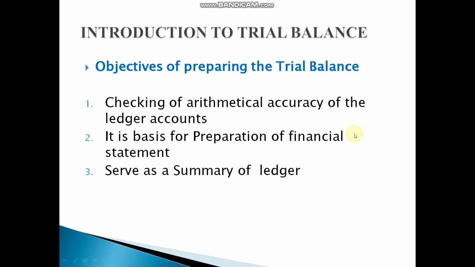These are some of the major objectives of the trial balance. Why do we have to prepare the trial balance? First one, to check the arithmetical accuracy of ledger accounts. It means, for example, on the debit side we put 1 lakh, and on the credit side you have to check whether both the debit and credit sides get tallied. So to check the arithmetical accuracy, we have to prepare the trial balance.